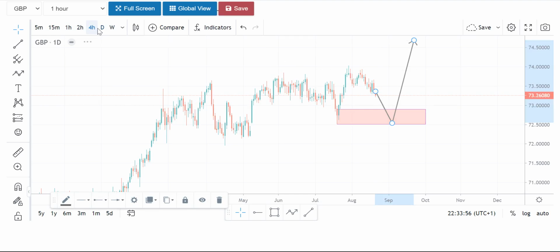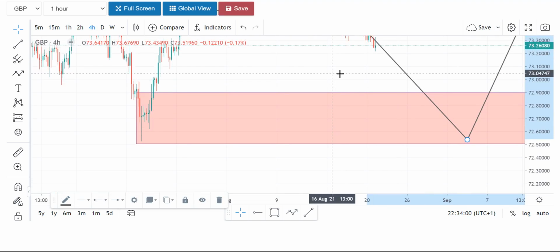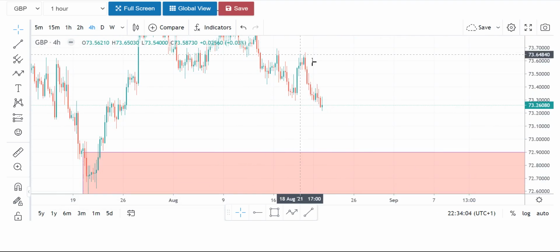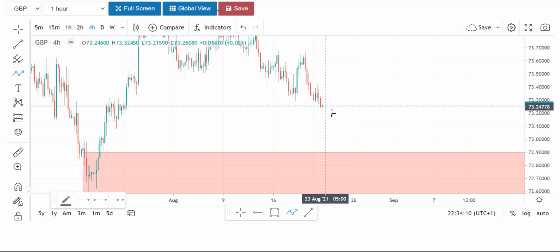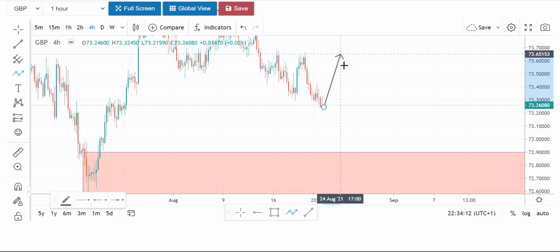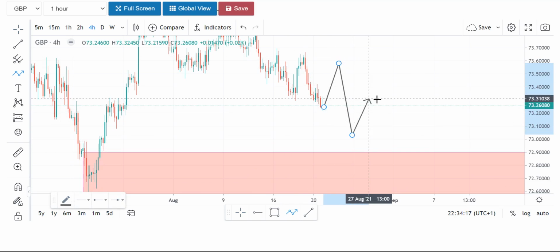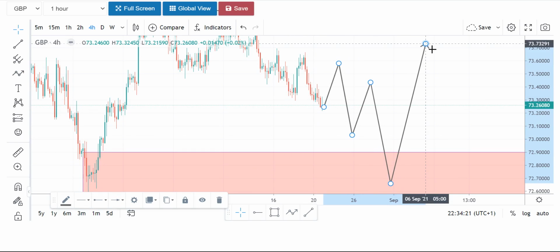Now, if you go to the 4-hour time frame, we'll still see that we are still making lower highs, lower lows. So what do we expect next? We expect GBP to make a lower high up to this place, then lower low, lower high, and lower low. So from here, we should expect a break in market structure.